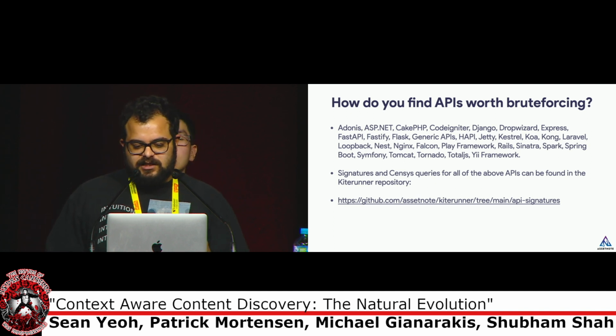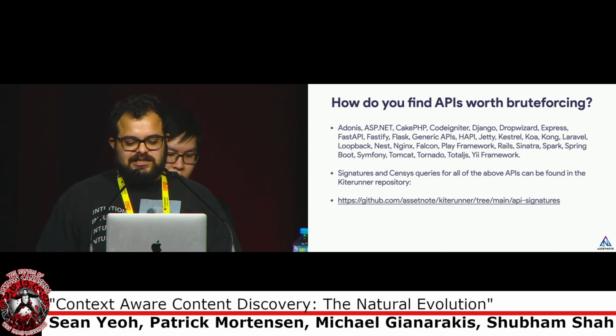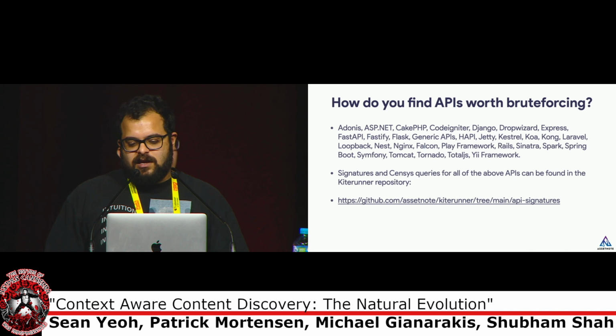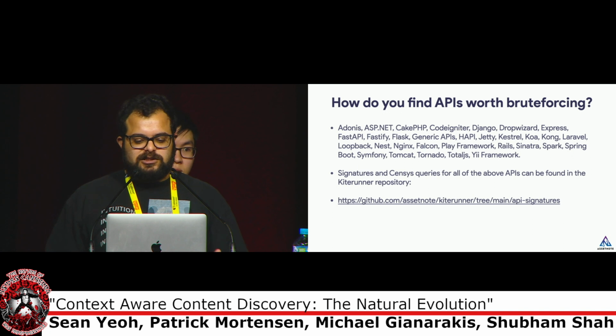So you can find that in this repo, in this directory. And in the signatures, we've included a Censys link as well as the signature itself for what you should be looking for in order to identify these APIs. Typically, you want to be able to identify these APIs before you put them through something like Kiterunner. You don't want to just blindly use Kiterunner across every host, as the results may not be as amazing.